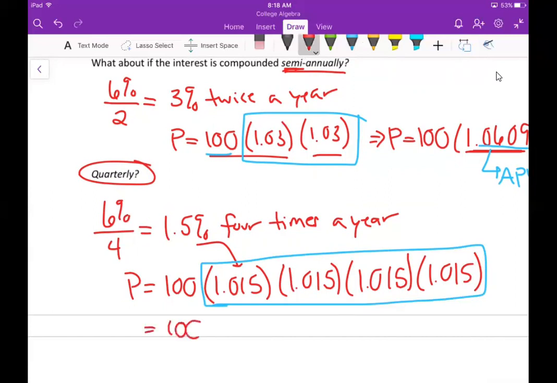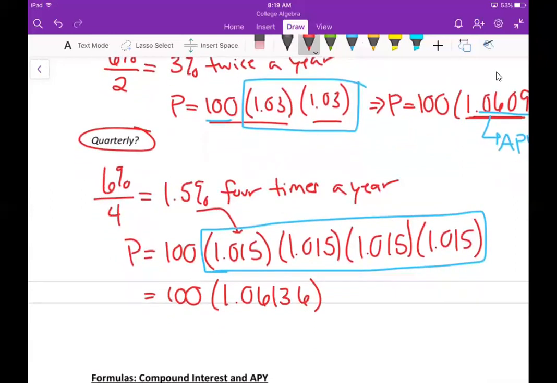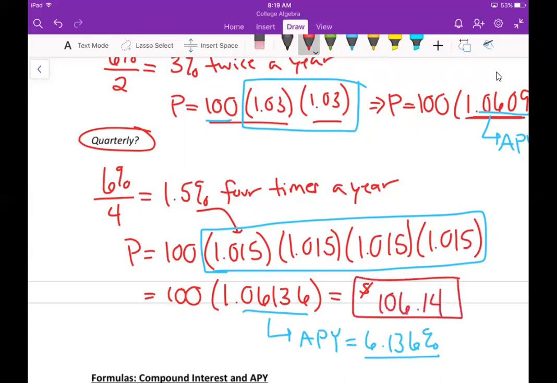That means my $100 will actually be multiplied by 1.06136. Okay, going out with several decimals there to make sure I understand what that growth factor is. And that leaves me with an APY of 0.06136, which as a decimal is 6.136%, greater than the 6% APR that was reported. And with that compounding quarterly now, in that same year, I will make $106.14. I'll make 14 cents more than when it was just compounded once a year.